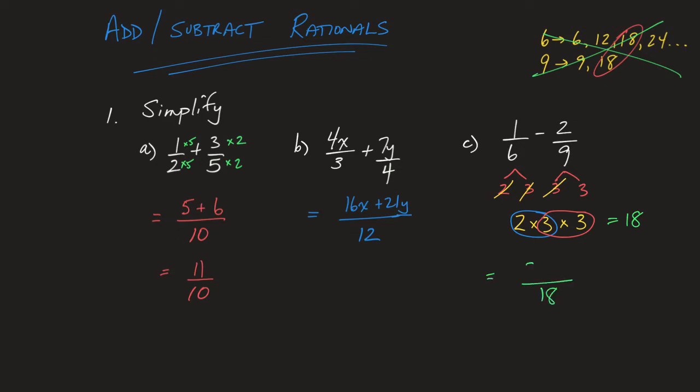You multiply the 6 by 3, so multiply the top by 3. You multiply the 9 by 2, multiply the top by 2. That gets us to our negative 1/18th, and we should be good.